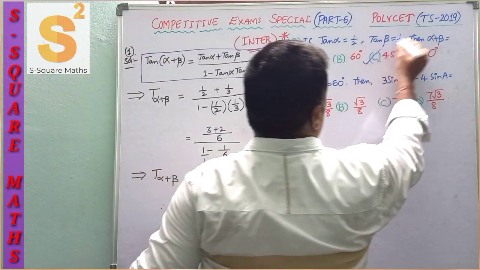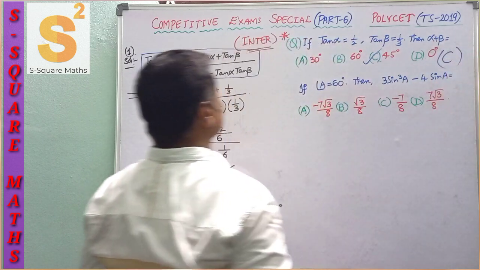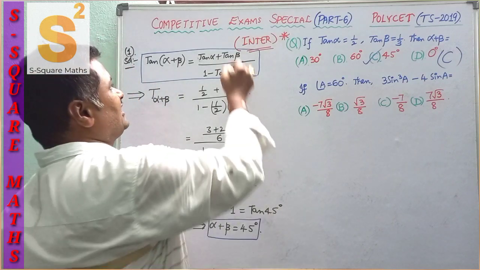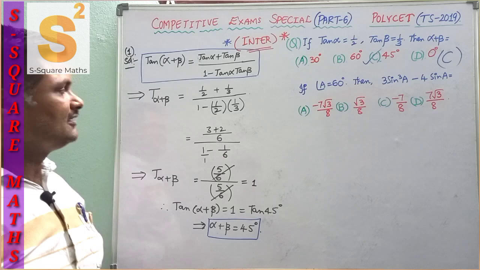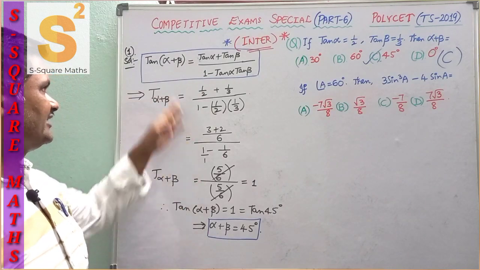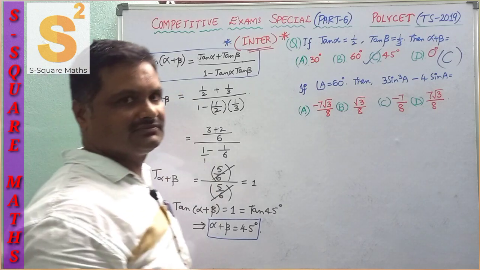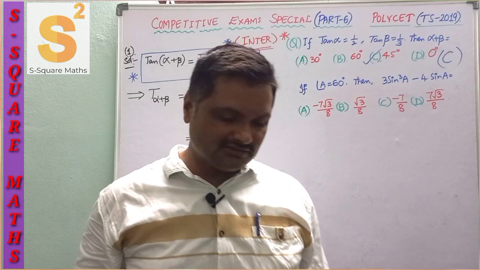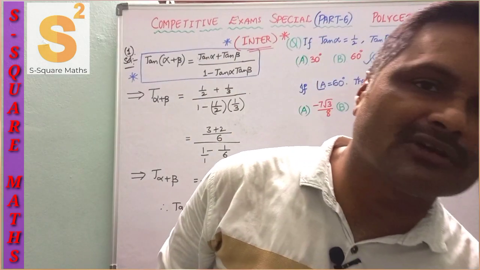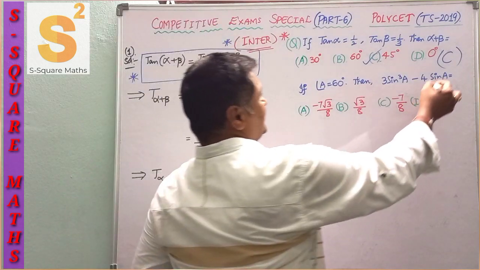Next, here it is the C option. This problem also plays a crucial role for intermediate students. In this way we can go through it. Just remember the formula and proceed. I hope you got it well. In this way we can overcome the competitive examination special problems. Here it is nothing but the C option.